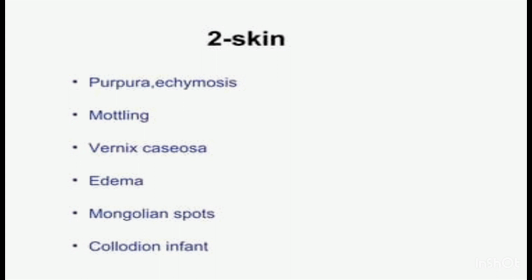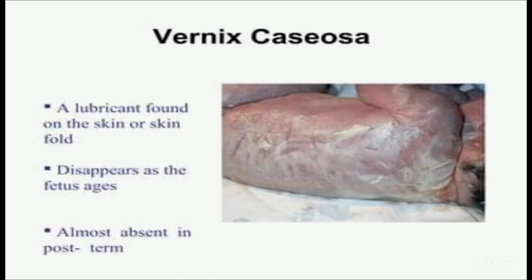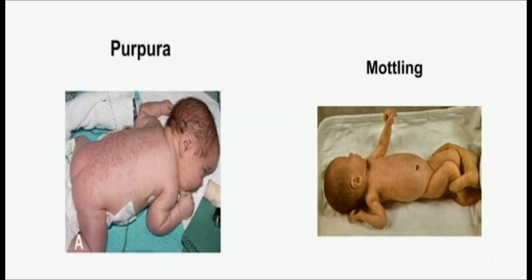After color, we have to assess the skin for purpura, ecchymosis, mottling, vernix caseosa, edema, Mongolian spots, and collodion infant. As you can see in this picture, vernix caseosa is a lubricant found on the skin or skin folds. It disappears as the fetus ages and is almost absent in the postterm baby.